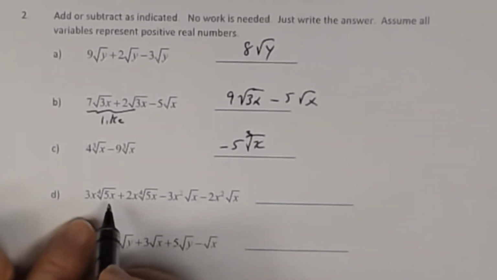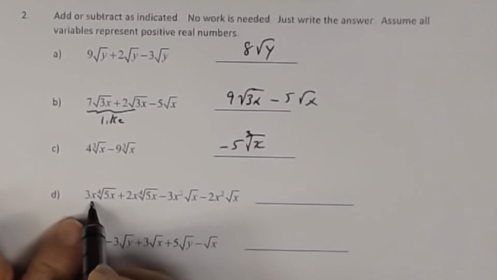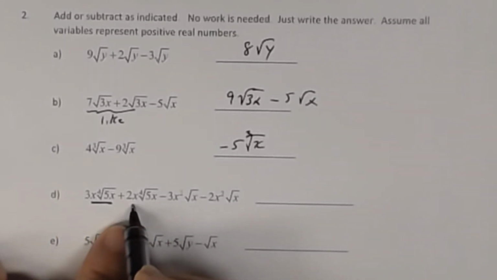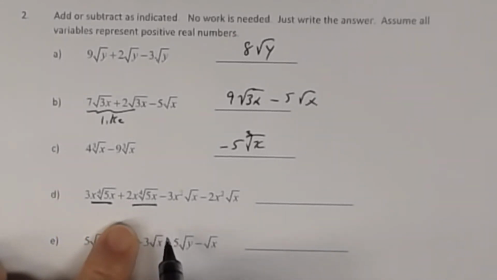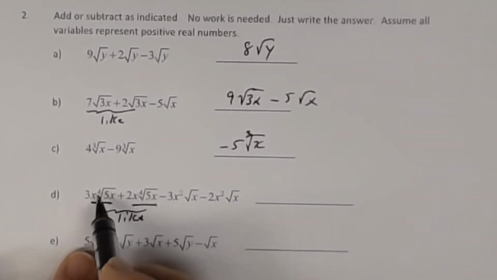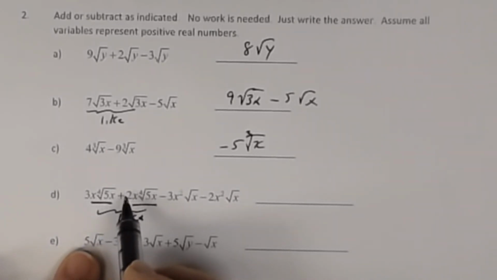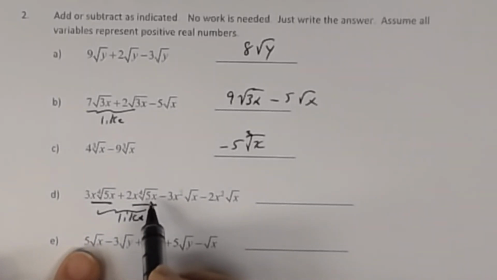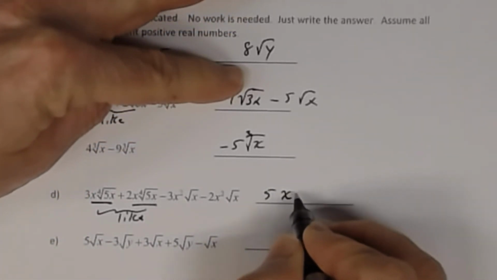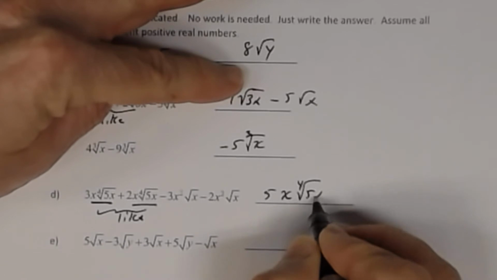So for example, see right here, you have x fourth root of 5x. So look to see if you have anything else that says x fourth root of 5x. And you do, see right here, x fourth root of 5x, and that's about it, right? So those are like terms. So you have 3x fourth root of 5x, and you have 2x fourth root of 5x. So 3 plus 2 is 5. So you get 5x fourth root of 5x.